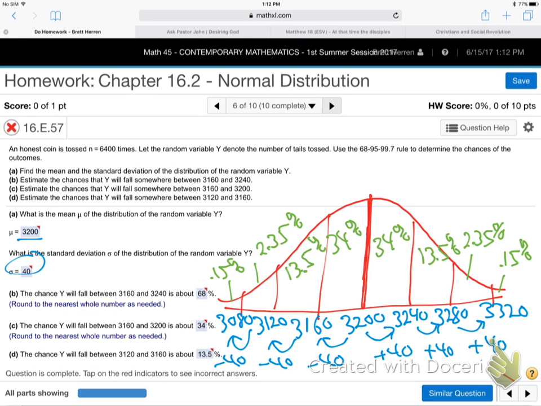That means if you're going to flip a coin 6,400 times, or have a computer simulate it, much more likely, how many tails are you going to get? Well, 34% of the time, you're going to get between 3,200 and 3,240 tails. You're expecting half. Half of 6,400 is 3,200. That's the middle. That's why the middle is 3,200. That's what you're expecting.